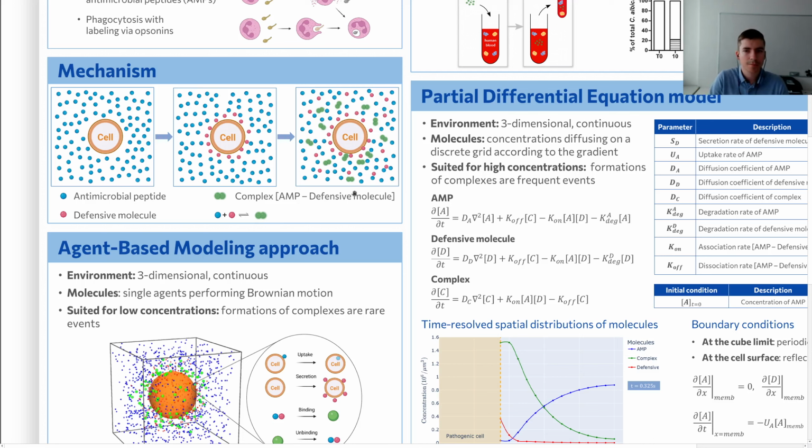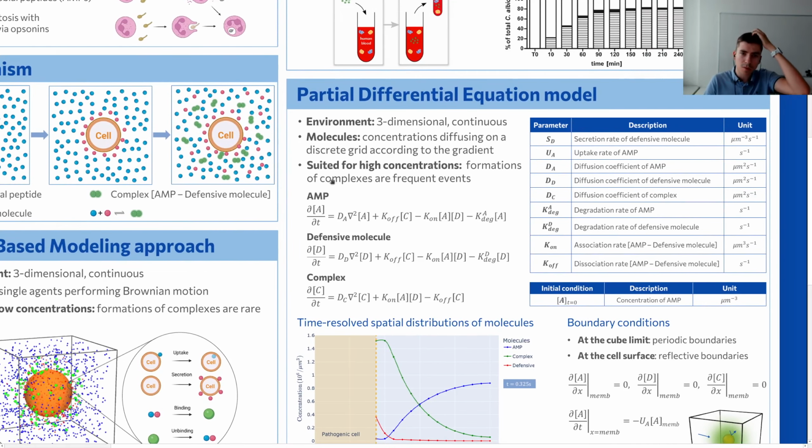We refer to this mechanism as spatial distancing, due to this transport of antimicrobial peptides away from the pathogen. To simulate such a mechanism, we use two different approaches. The first one is based on PDEs, partial differential equations. We have a three-dimensional environment with the molecules that we consider as concentrations that diffuse on a discrete grid according to the gradients. Here is how the model looks, and we have different parameters such as the secretion rate of defensive molecules by the pathogen, the uptake rate of the antimicrobial peptide, the diffusion coefficient of the molecules, and also parameters related to the complex dynamics.